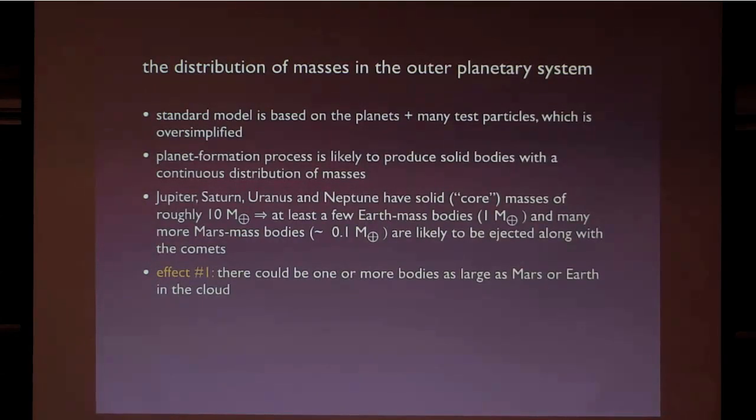The cores of the giant planets are maybe 10 Earth masses, and so there should have been a much larger number at various times of things between, say, 1 Earth mass and 1/10 of an Earth mass. As far as Jupiter's concerned, it doesn't care whether something's a test particle or 1 Earth mass. It's going to eject it in exactly the same way. So these other bodies would have been subject to exactly the same evolution as the comets. One consequence is that there could easily be one or more bodies that are Mars-sized or Earth-sized in the Oort cloud. Those are essentially impossible to detect with current technology.